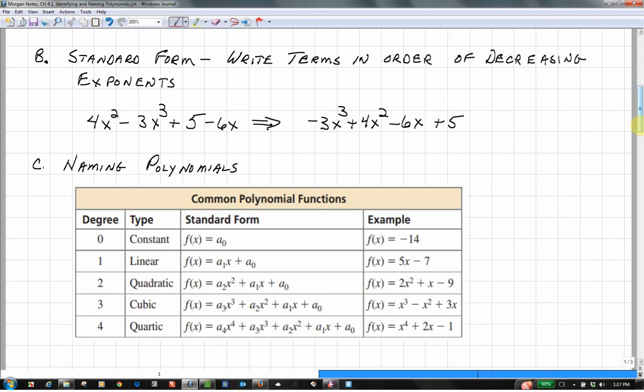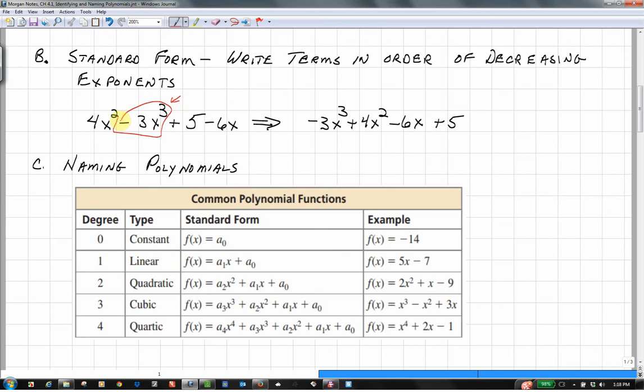So for example, in this one, if I scan it, first, is it a polynomial? 4, -3, yeah, it's a polynomial. Let's look at the exponents. Yes, it is a polynomial. So now let's put it in standard form. That's my biggest exponent right here, the 3. So this whole term needs to go in the front.